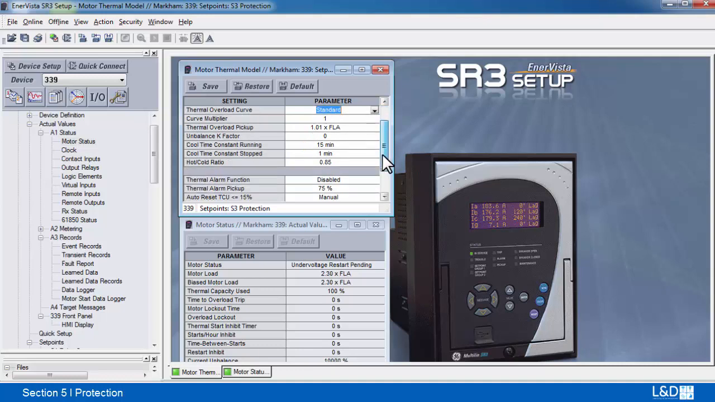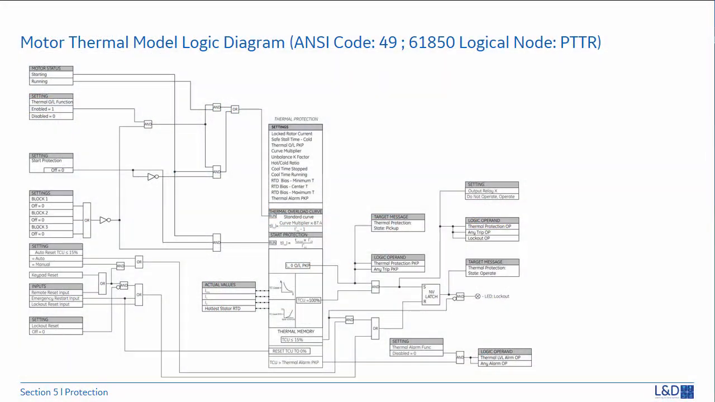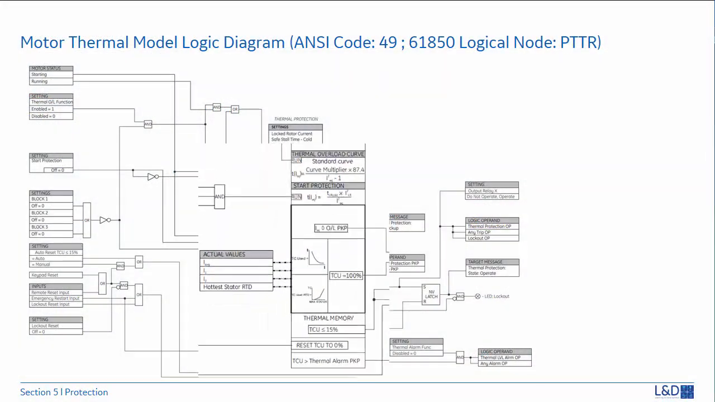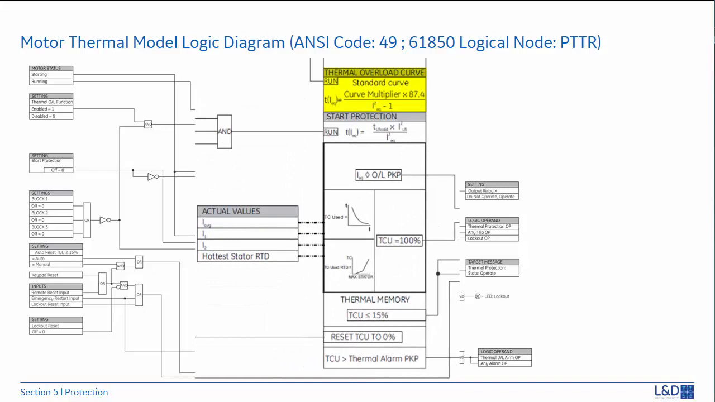RTD bias will be enabled when the RTD software option is selected in the order code, and RTD will also be used in the thermal capacity calculation. For detailed information about the thermal model, please review FMPR 109 motor protection. The thermal model of the 339 includes standard curve, start protection, unbalance bias, and RTD bias.